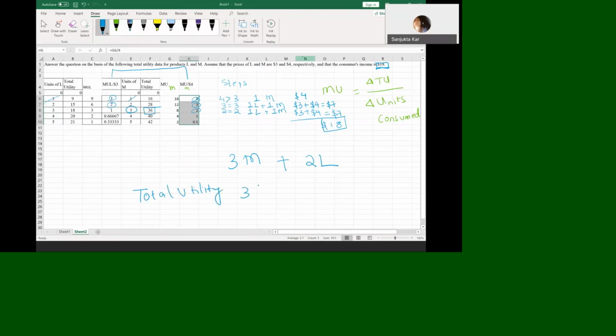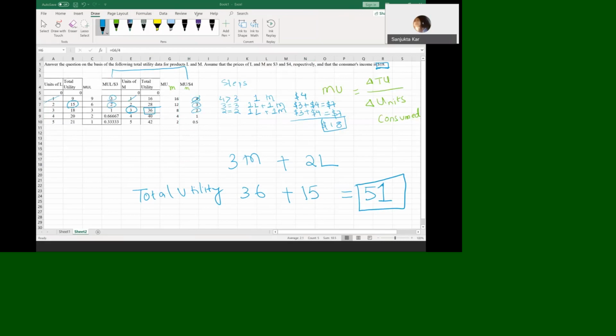Total utility from 2 units of L is going to be equal to 15. If I do the math here, the consumer purchases these 2 goods and the total utility is equal to 51. Okay. Now this is all about this problem.